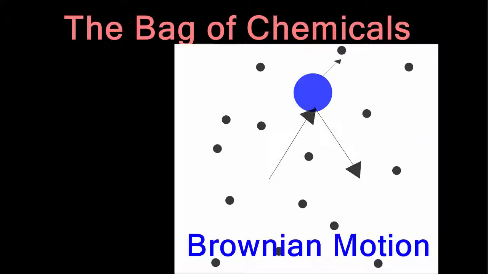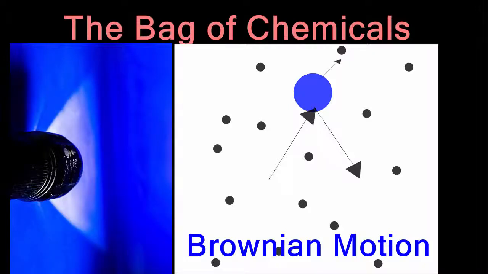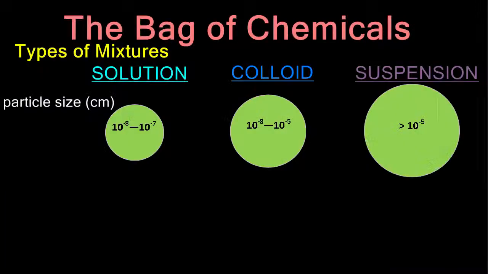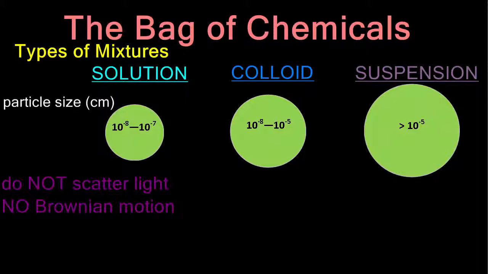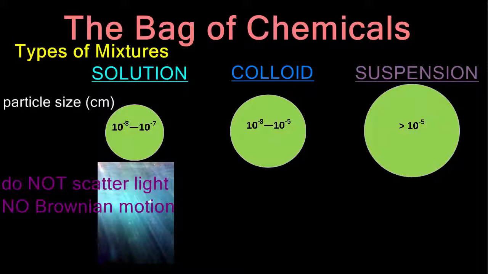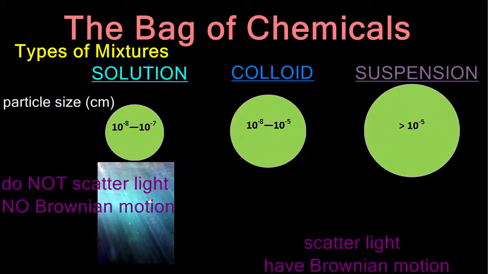Brownian movement is the random movement of particles in a fluid because of the collision of atoms or molecules within the fluid. If a light is shined on the solution, the movement of the particles in the mixture causes light to scatter. Particles in solution are so small that they do not scatter light. Light beams pass through unaffected.